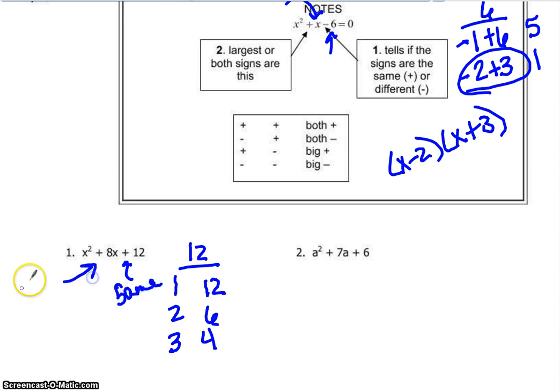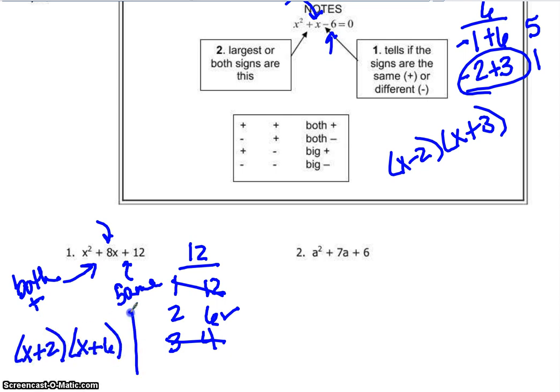Then look at the first sign, and that tells me that they are both going to be positive. Now, if it helps you to put a plus with them, that's fine. If just no sign means positive, that works for me too. I need the ones that equal 8. 1 and 12 is 13, 2 and 6 is 8, 3 and 4 is 7. So 2 and 6 are the good ones, and they're going to have a plus with them. So x plus 2 and x plus 6. Very important that you get very comfortable doing this because we will use it the rest of the year.